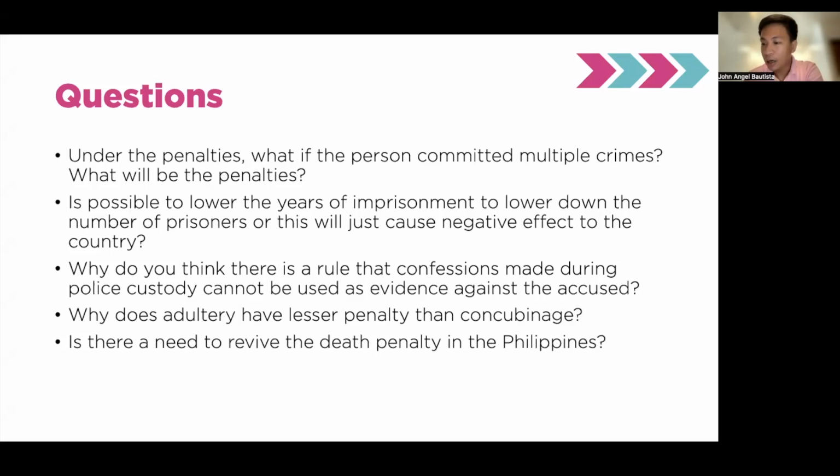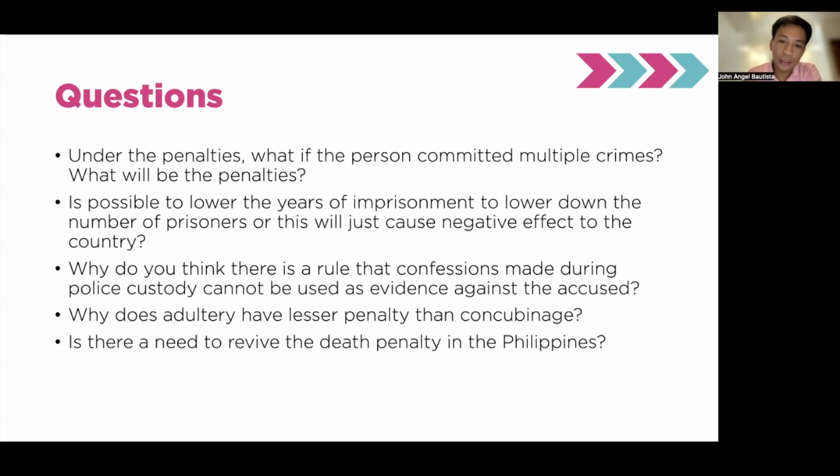Pero what if nirape niya yung tao tsaka niya pinatay, all in the same instance? That could be an example of a complex crime. Pero I will not discuss complex crimes here kasi masyadong madugo yun for an introductory course.